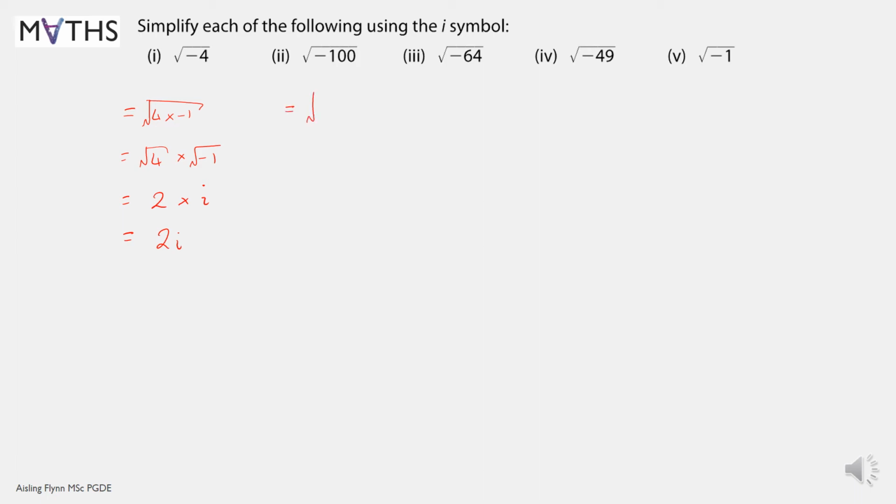Okay, so 100 times minus 1 is here. Now we can skip the next few steps. We could say straight away that the root of 100 is 10, and the root of minus 1 is i, so it's 10i. Okay, similarly here, well, straight away we can say that the square root of 64 is 8, and the square root of minus 1 is i, so that minus there leads to the i part. Same here. Square root of 49 is 7, and the square root of minus 1 gives me i, and the last one is just i.